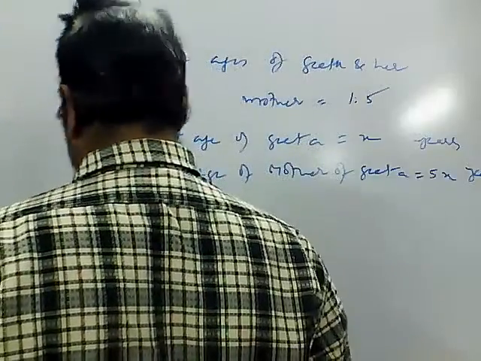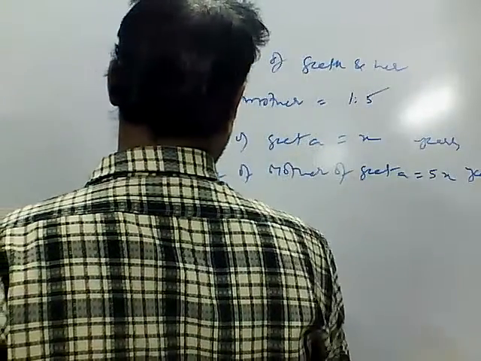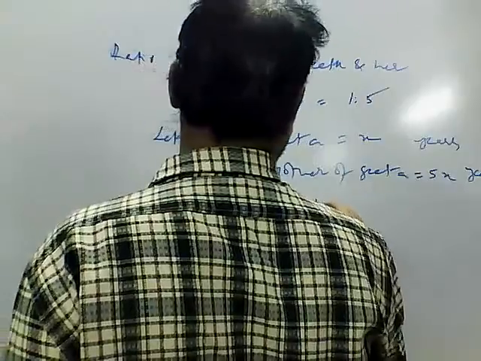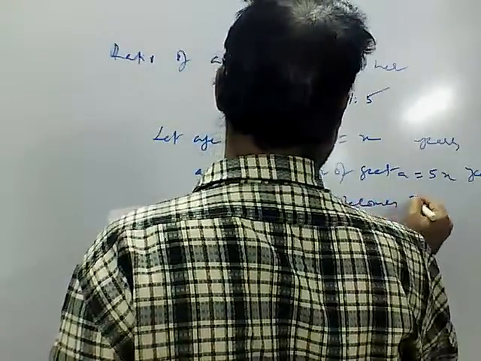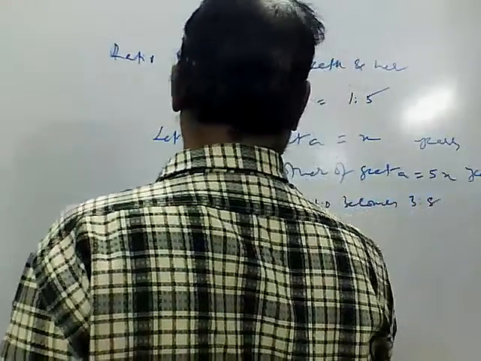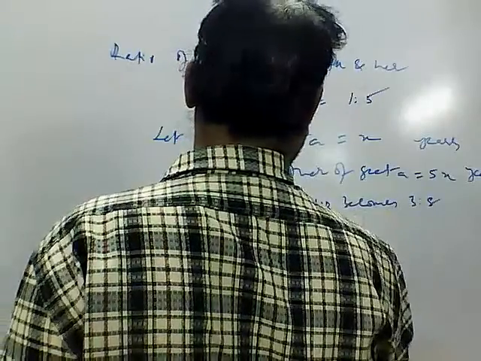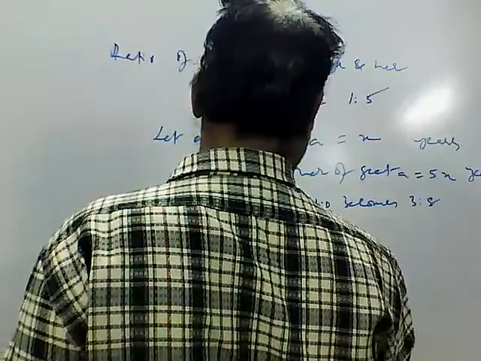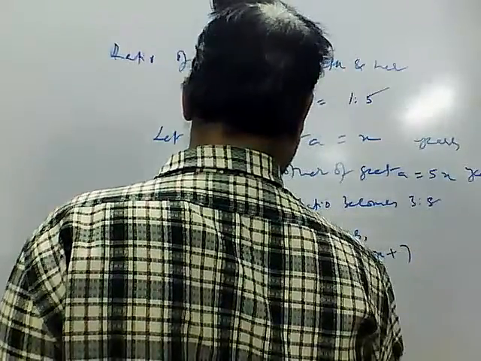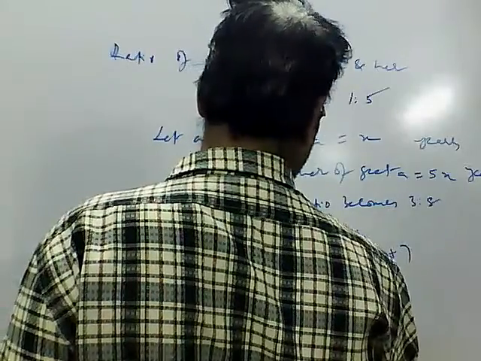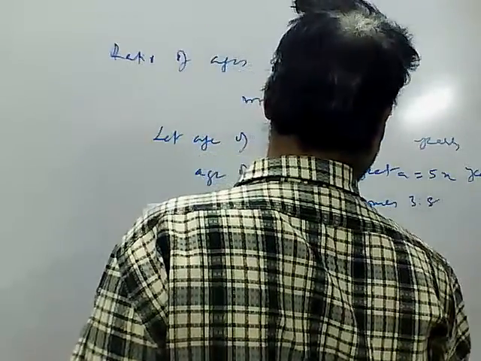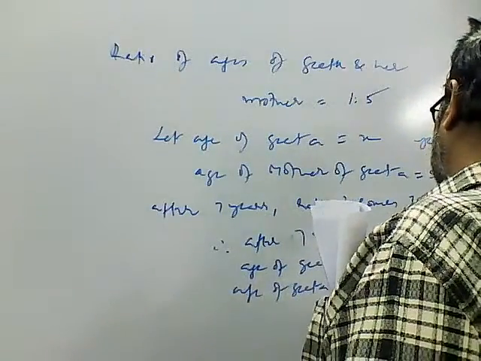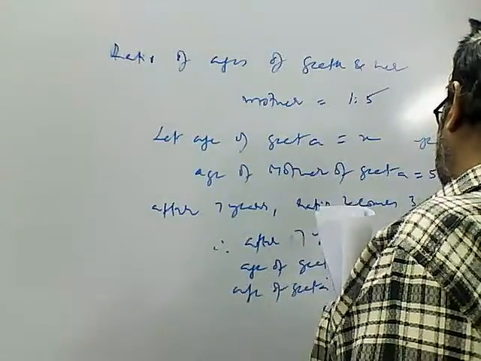After 7 years, the ratio becomes 3:8. So I will take the age of Geeta as x plus 7, and the age of Geeta's mother as 5x plus 7. Therefore, (x plus 7) by (5x plus 7) is equal to 3 by 8.